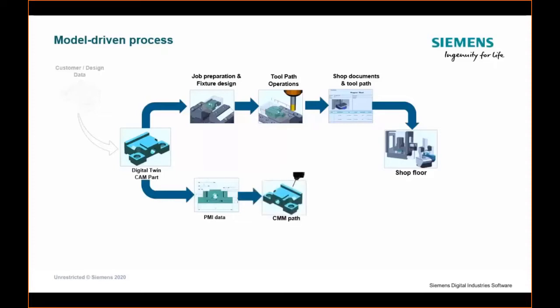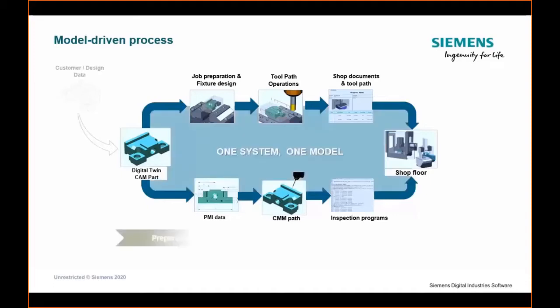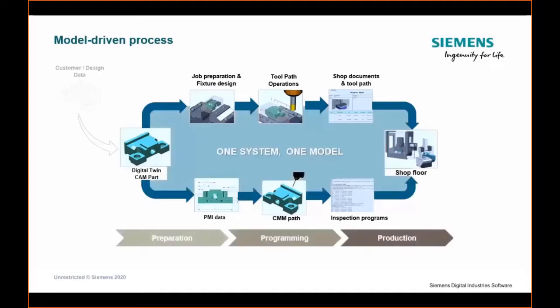Today, using the latest software, the PMI can be added to the model definition during the designing of the part, and then you can use that data to automate the CNC programming, as we had talked about, but you can also automatically create inspection programs for your coordinate measuring machines. Here you can see the use of the consistent digital thread through the entire manufacturing process. With NX, you can use one model in a single software system to go from the part preparation right through programming and then down to production.